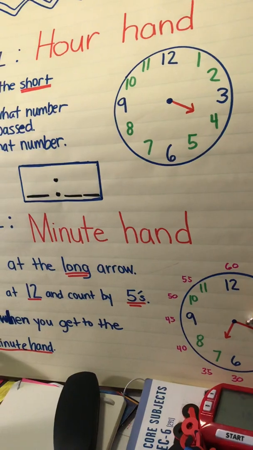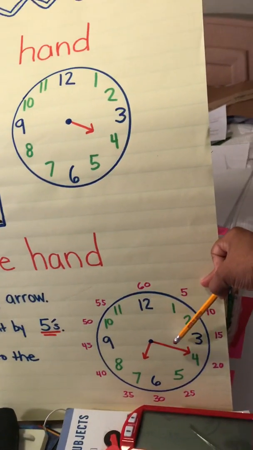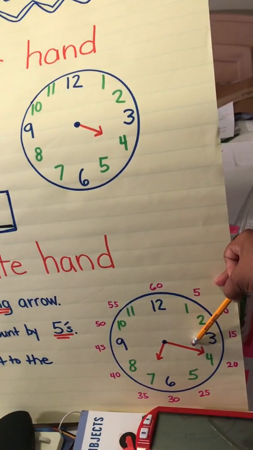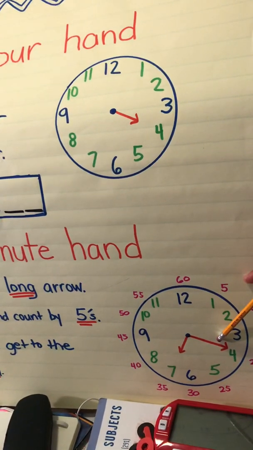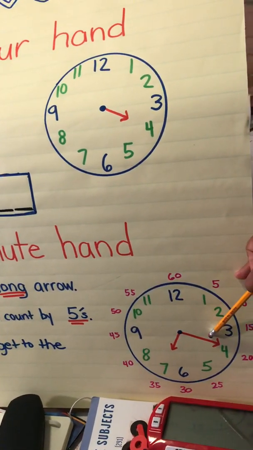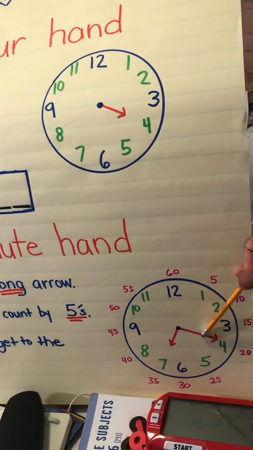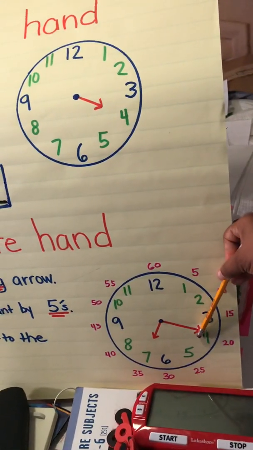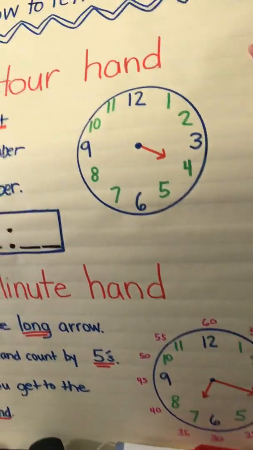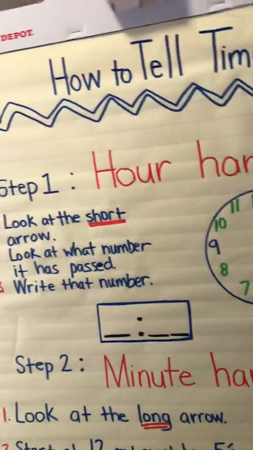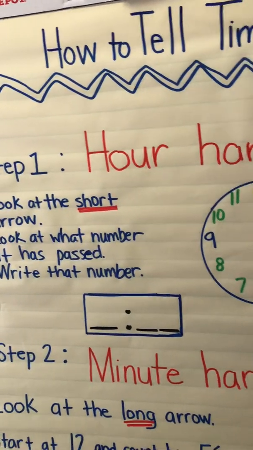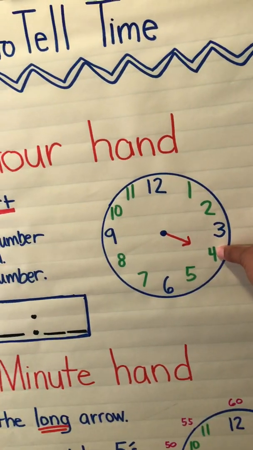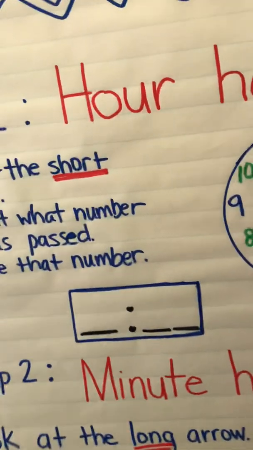The longer hand that you're going to see on a clock, because every clock has two arrows, is the minute hand. And the minute hand tells you the minute of the day. So if it's 4 o'clock, great. But then after 4 o'clock, it might be 4:05 or 4:10 or 4:15 or 4:30. As the hands move around the clock, the time changes, and you have to know how to read the time as it changes as well. So the first step is easy. Look at the short arrow, look at what number it has passed, and write that number.